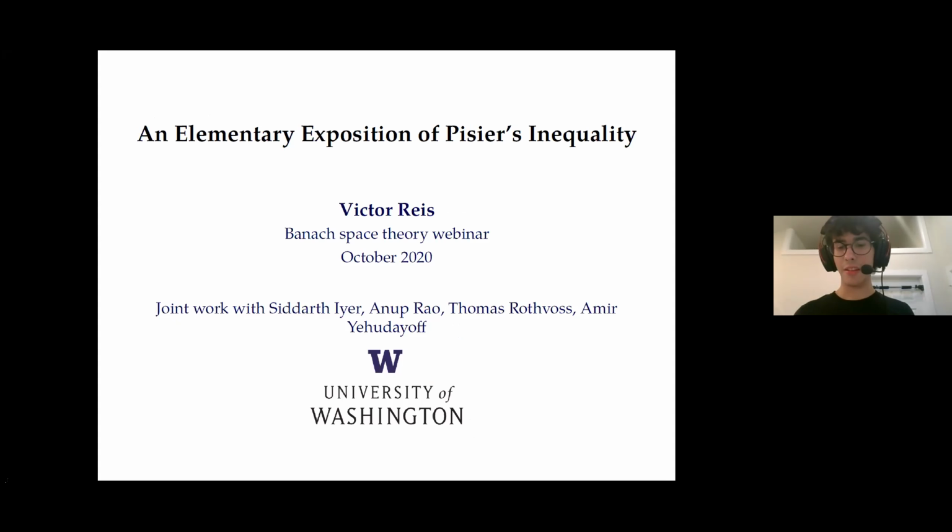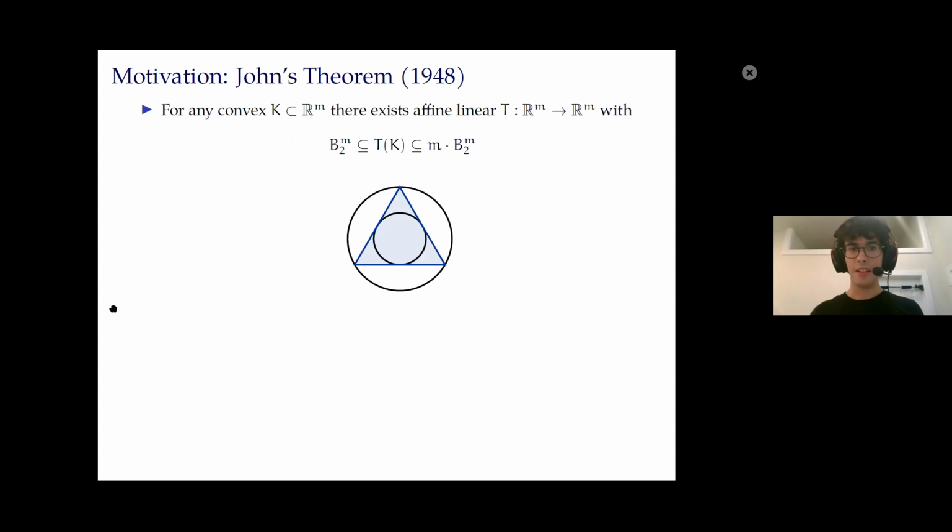So let's start with a simple motivation. There's an old theorem of John, I think from 1948, that says basically that for any convex body in m dimensions, you can always put a ball inside it and a ball outside it, with the ratio of the radii being m, where m is the dimension. And you can see that this is tight. For example, for this regular simplex, the incircle and the circumcircle have a ratio of m. In this case, for the plane, it's a ratio of 2.